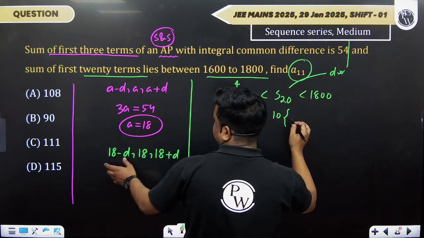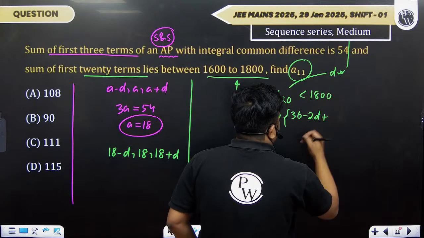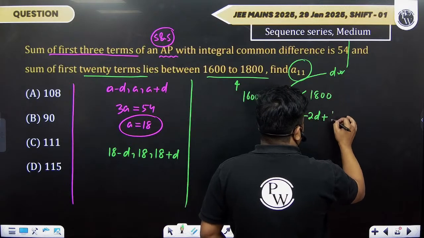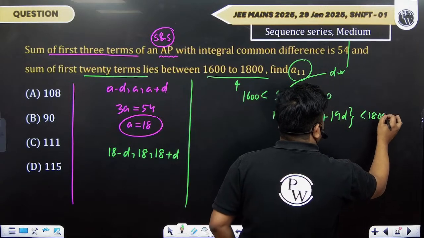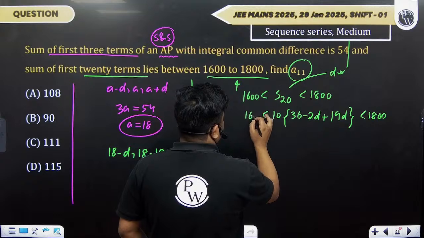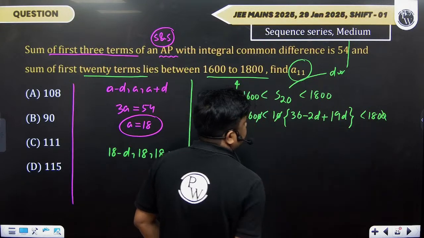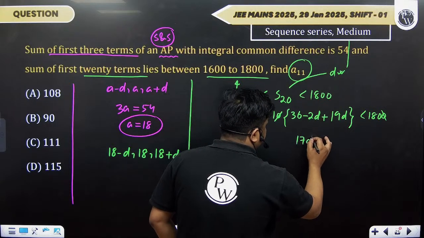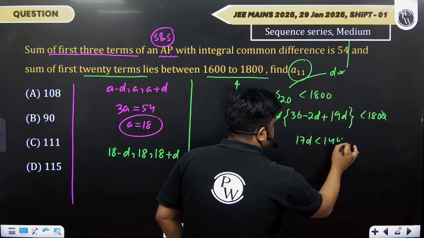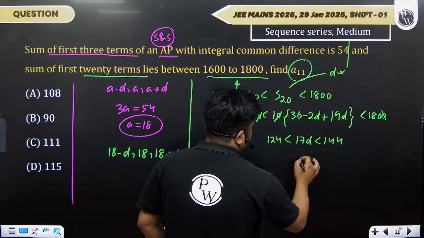2A, so this is the first term. 36 minus 2D. Now 20th term means n minus 1, which is 19, times D. This is 1800 and this is 1600, so this cancels, this, this. Now we'll simplify this. So this becomes 17D less than 144 and greater than 124.